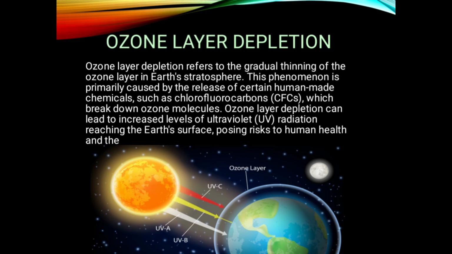So what is ozone layer depletion? It is the gradual thinning of the ozone layer in the Earth's stratosphere. And this phenomenon is primarily caused by the release of certain man-made chemicals such as chlorofluorocarbons, which break down ozone molecules. And ozone layer depletion can lead to increased levels of ultraviolet radiation reaching the Earth's surface, posing serious threat and risk to human health.